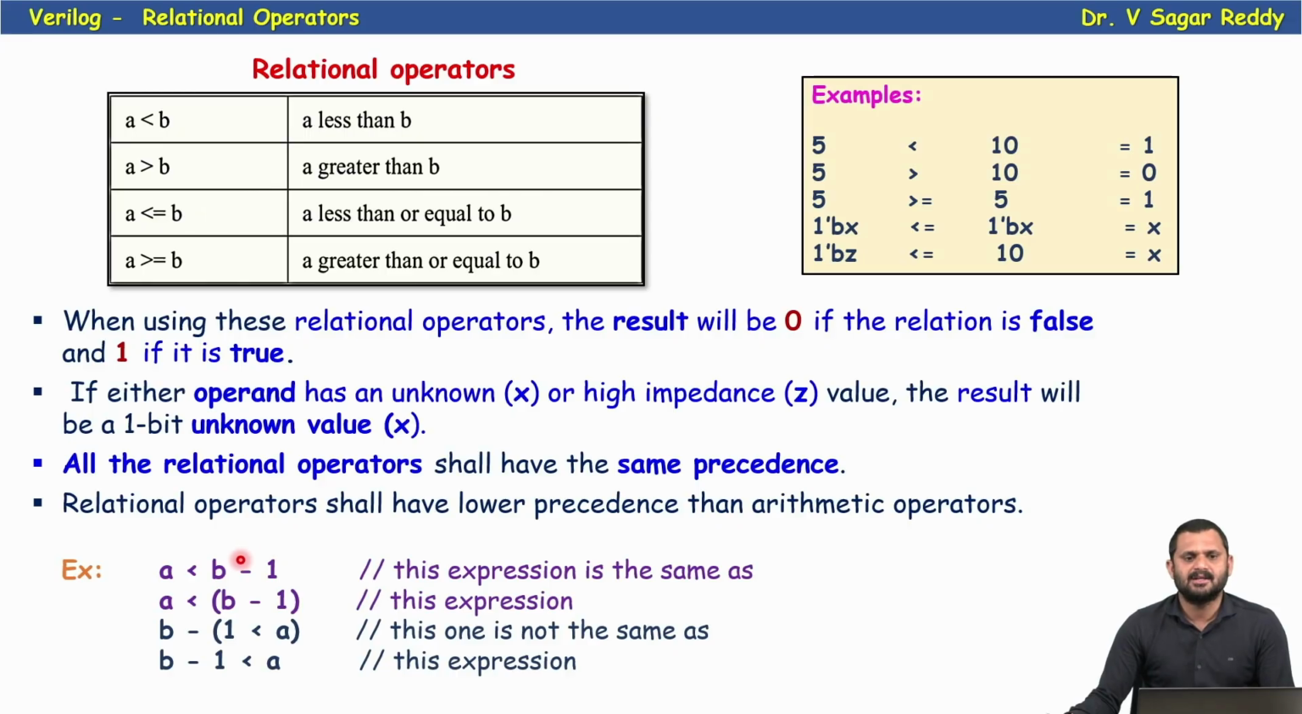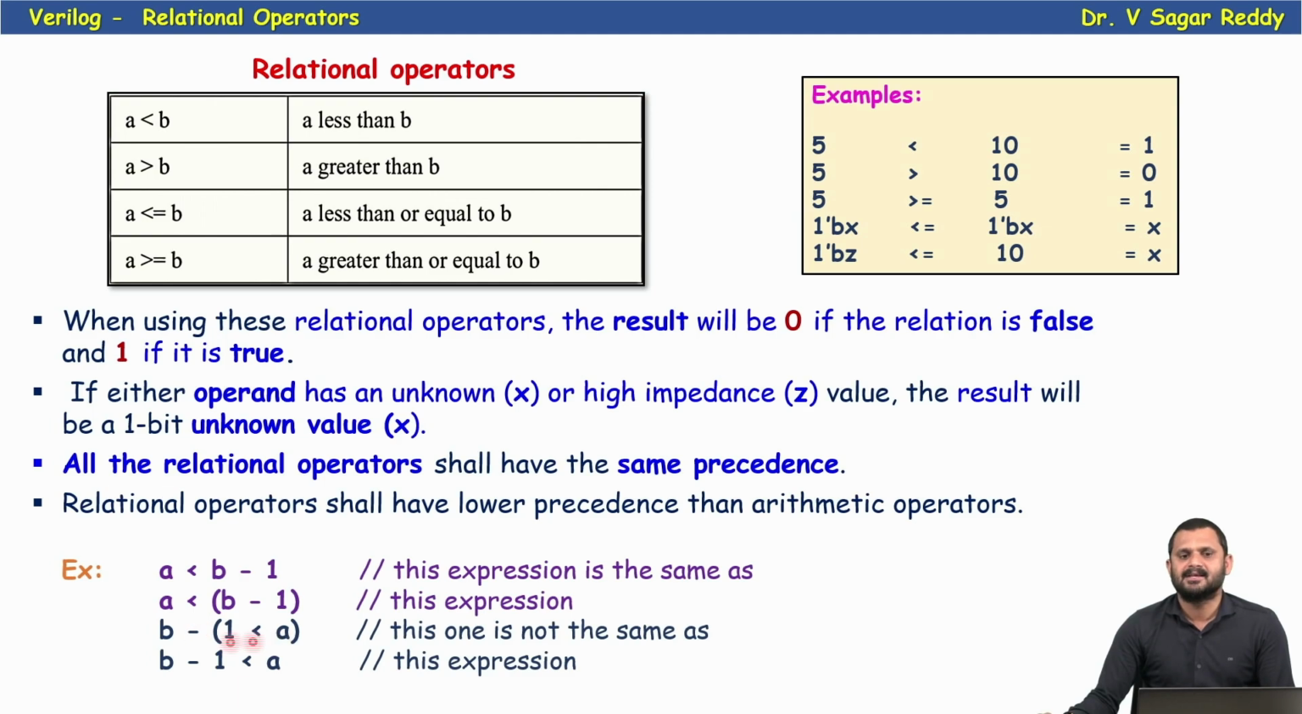Now see this expression. a less than b minus 1. This expression is the same as a less than (b minus 1), because the relational operators shall have the same precedence and also lower precedence than the arithmetic operators. Even without using these braces, it evaluates first the arithmetic operator b minus 1. After that, the result is compared with a.